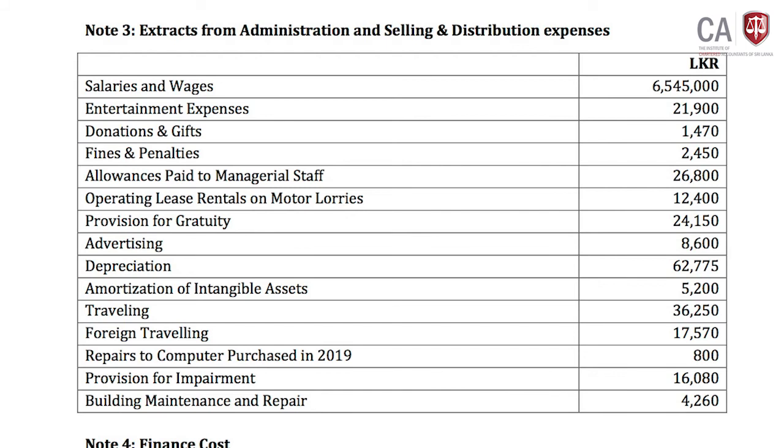Amortization of intangible asset, disallowed. Then you all know, okay, there should be intangible asset. Then foreign travelling, repair to computer purchase in 2019. Section 14, repair and improvements. How we are going to apply that? Okay. Then provision for impairment, it's a provision. Then what we are going to do, it should be disallowed.